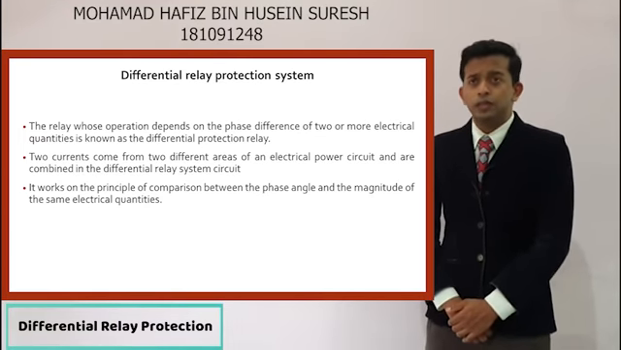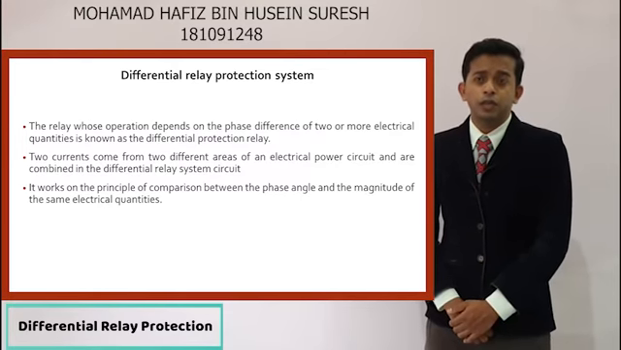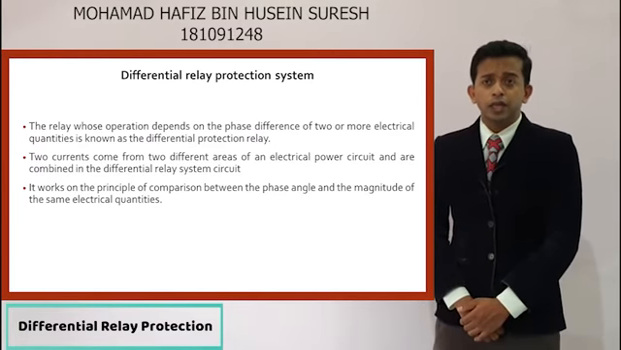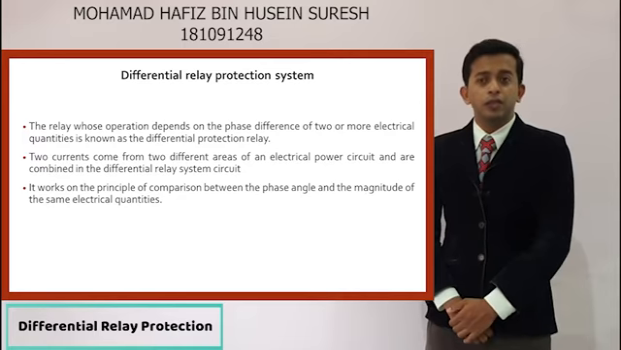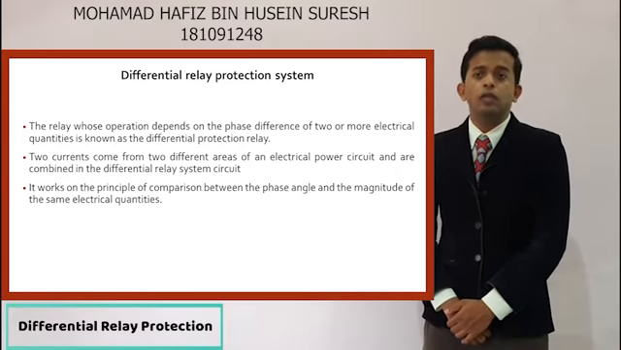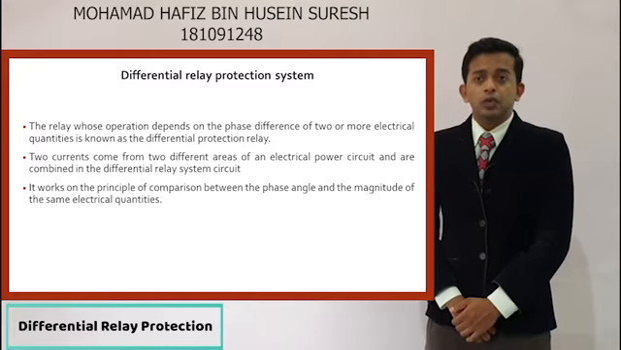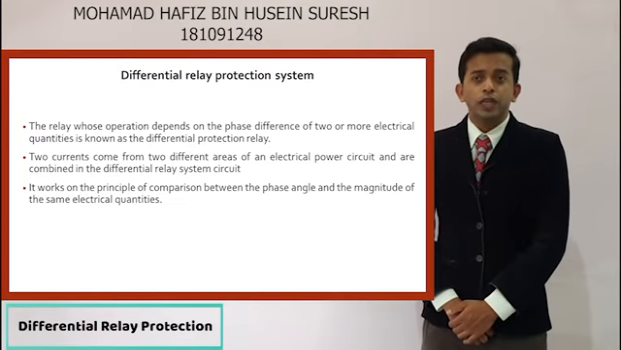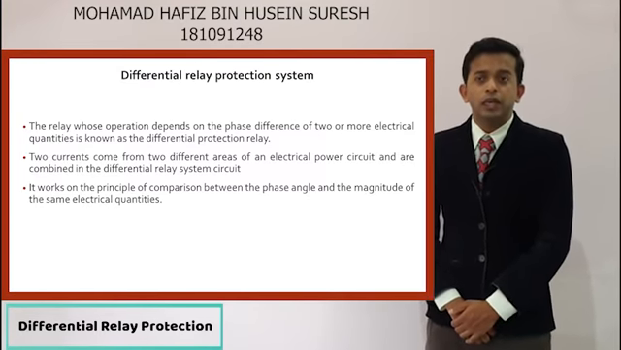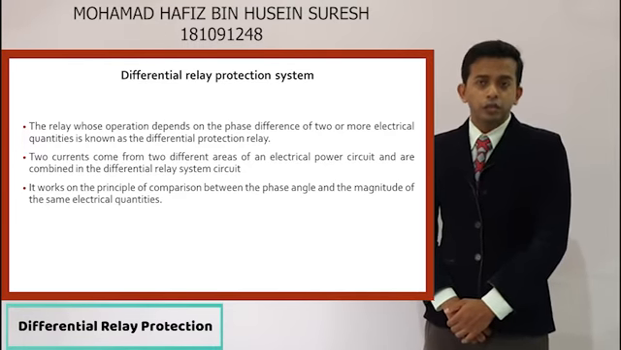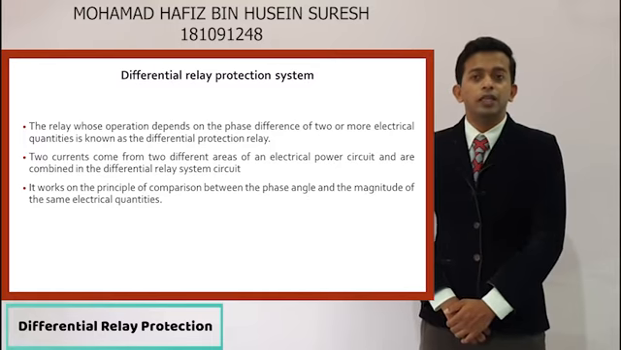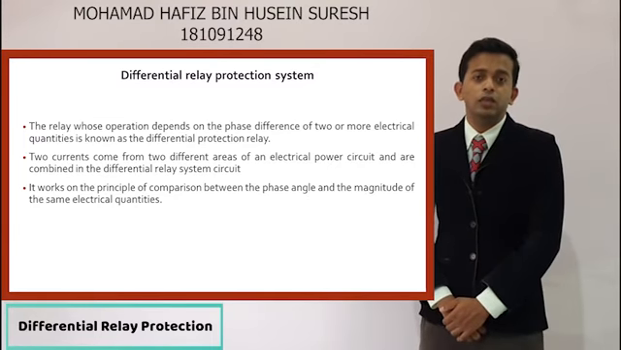The protection system that we use in this journal is the differential relay protection system. The relay whose operation depends on the phase difference of two or more electrical quantities is known as differential relay protection. Two currents come from two different areas of the electrical power circuit and are combined in the differential relay system circuit. It works on the principle of comparison between the phase angle and the magnitude of the same electrical quantities.